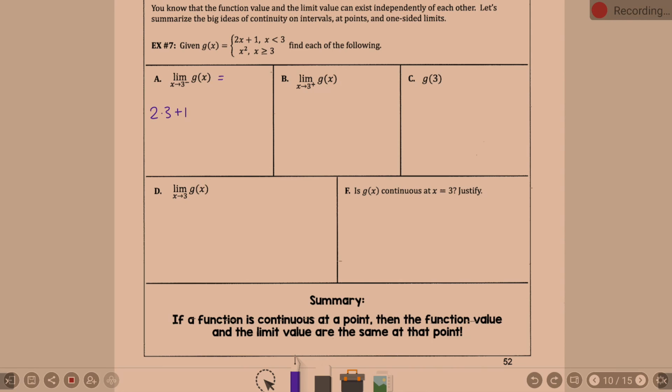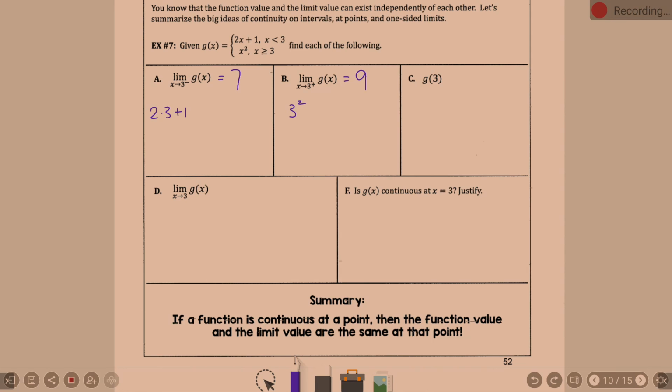On the left, x is less than 3. Okay. The limit as x approaches 3 from the right. 9. Here we're using x squared, so I'm going with 9. Are we good with that one? Yes. Okay. G of 3. 9. Wait, what? How do you get that?